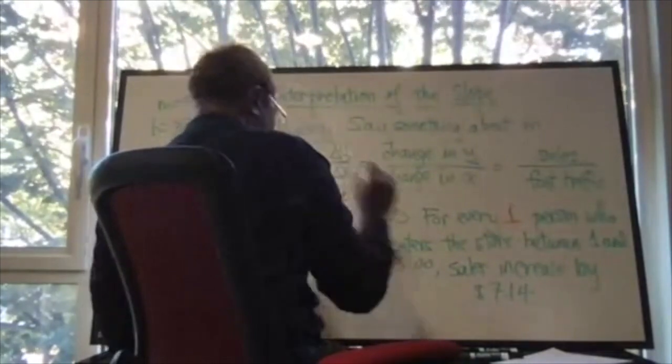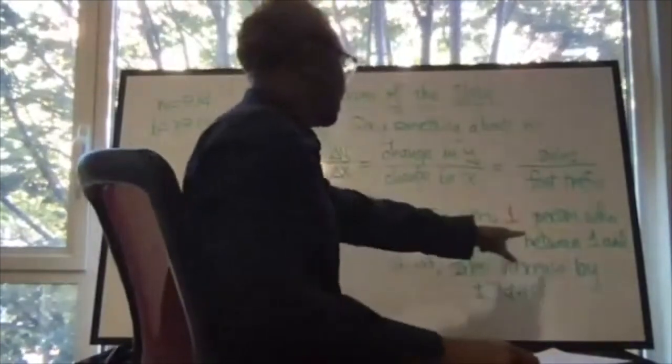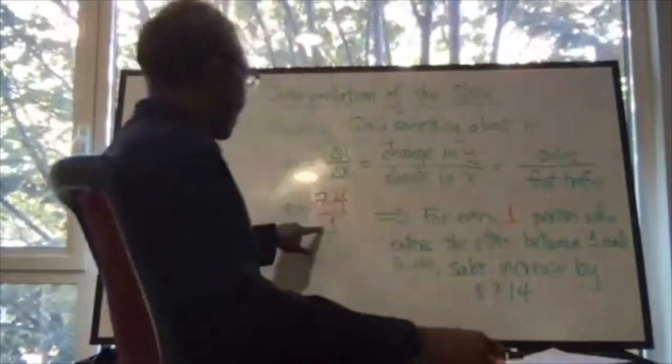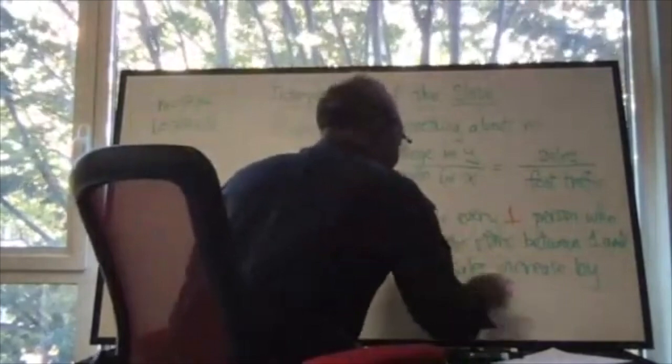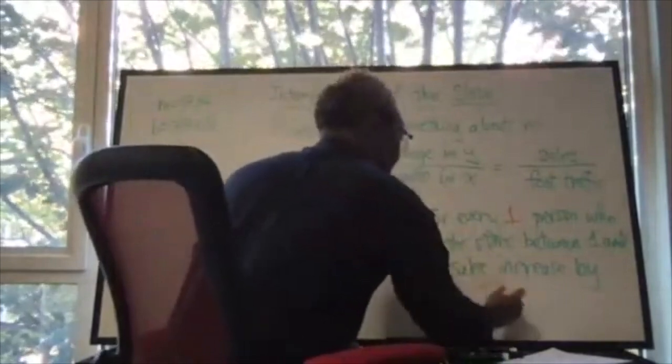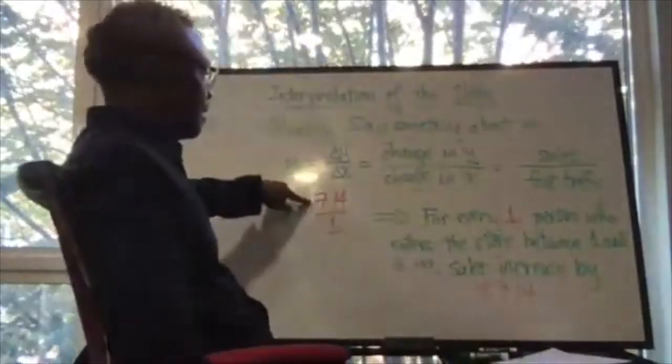7.14 over 1, so that you can see where the numbers are coming from in the explanation. So for every one person who enters the store between 1 and 2 o'clock, so here's that one right here, sales increase by $7.14. So this 7.14 is this number right here.